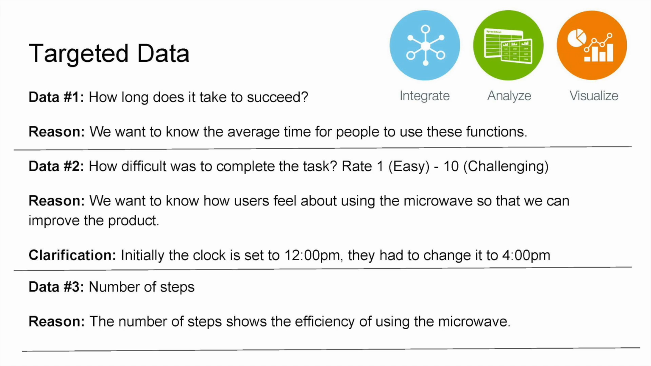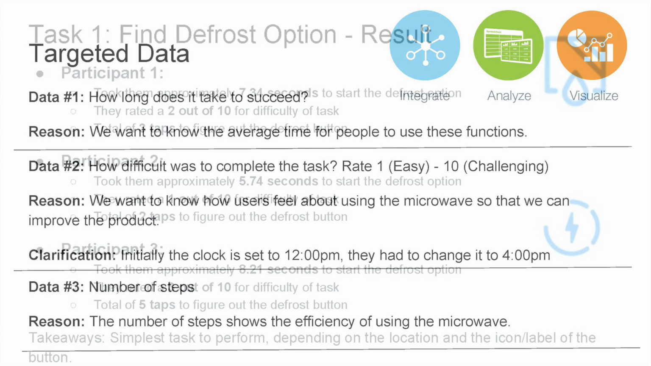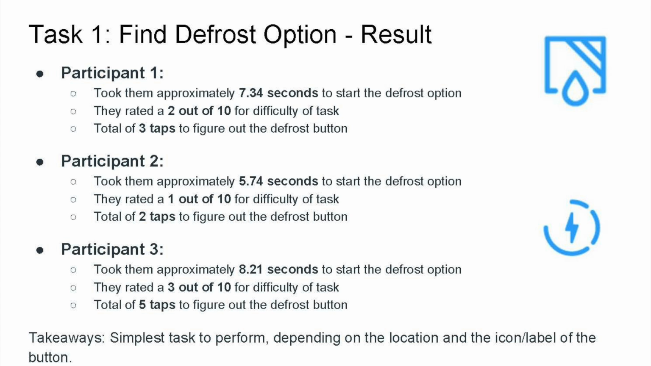Data 3 is the number of steps, because the number of steps shows the efficiency of using the microwave. The fewer the steps they use, the more efficient the product is. Our first and simplest task was to find and activate the defrost process. The average time to find the defrost button was 7.1 seconds, the average difficulty rate was 2 out of 10, and the average taps it took was 3 taps.